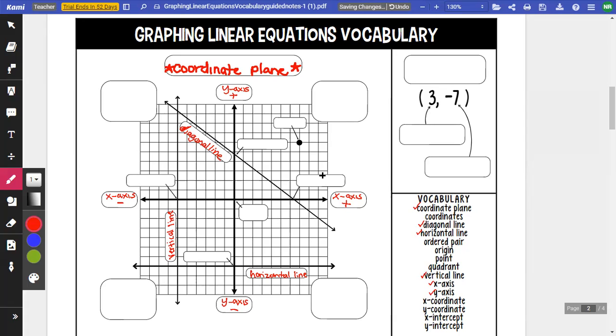All right. Now, notice how this graph is split up into 4 parts. Each part is called a quadrant. Now, these are numbered counterclockwise. So this one would be quadrant 1. And they are labeled using Roman numerals. Quadrant 2. Here we have quadrant 3. And we have quadrant 4.